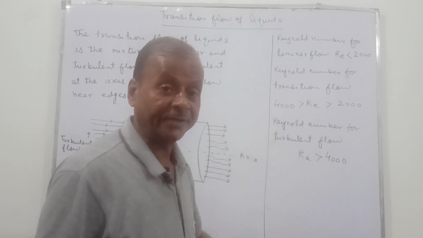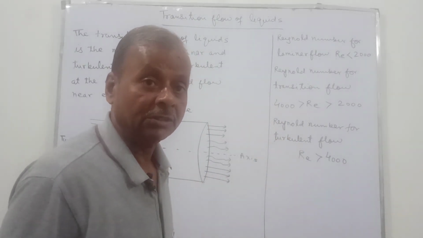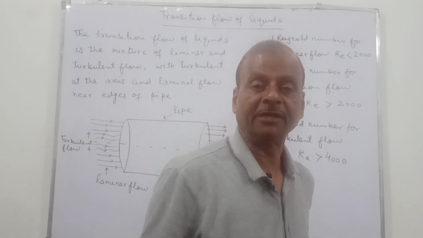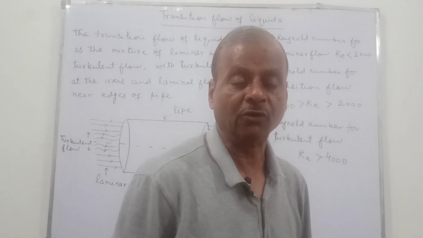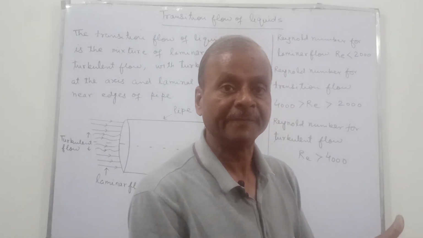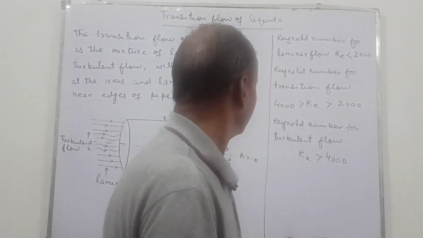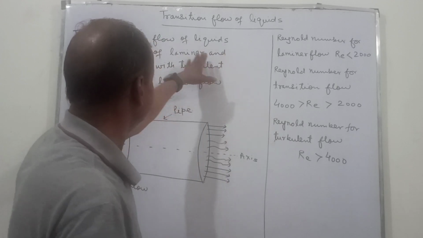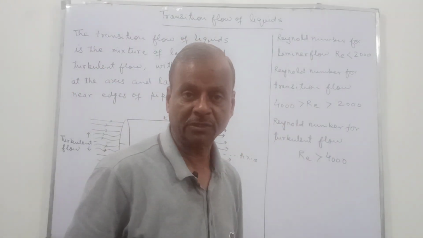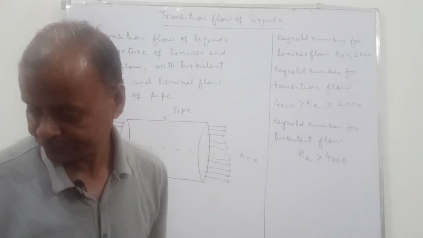So we can find what the Reynolds number will be when there is a laminar flow or when there is the transition flow. Transition flow is between the laminar flow and the turbulent flow. So this is what we have said, that the transition flow of the liquids is the mixture of the laminar flow and the turbulent flow.